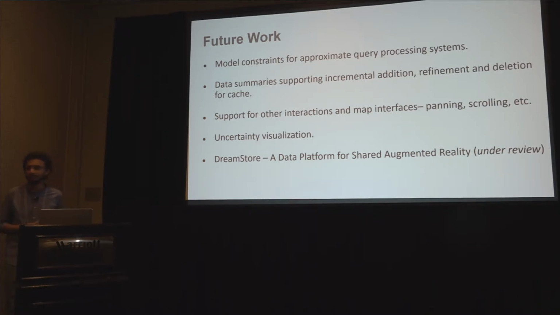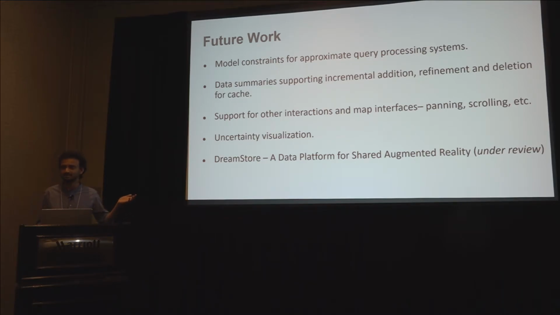Future work: we have quite a few approximate query processing systems now, where you can specify the error bounds and the latency bounds, and Flux Capacitor can be used to model those constraints for those systems. There are also quite a few data summaries which support incremental addition, refinement, and deletion, which can be used as the cache instead of the R-tree or the sampling techniques that we used. And some of the strategies and results we presented for the rain slider would directly translate to other interaction techniques such as panning on a map.